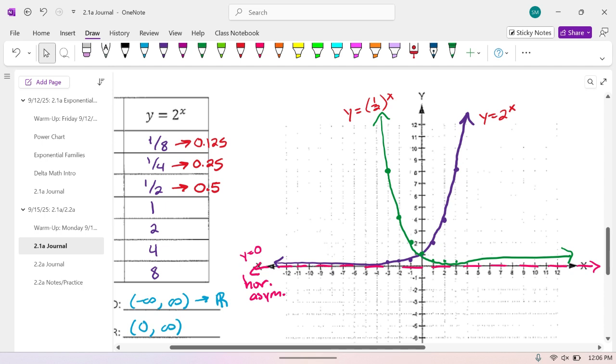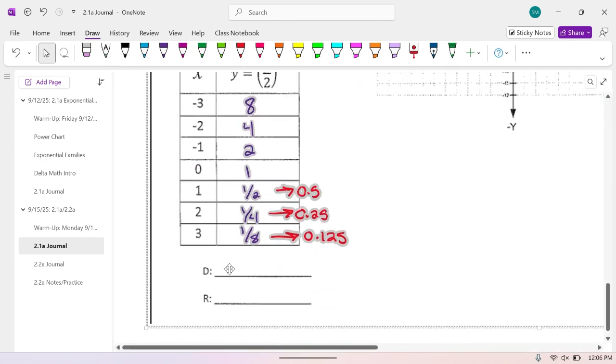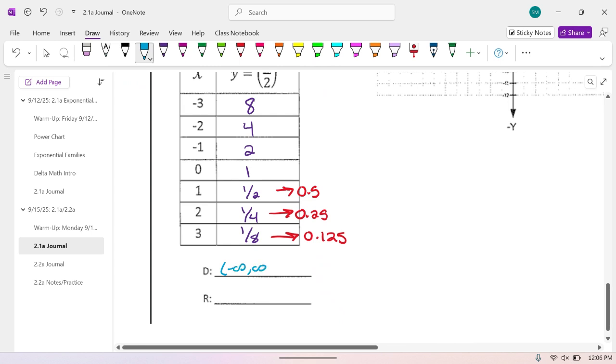All right, so that was with Y equals 2 to the X power. What about Y equals 1/2 X? What do you think the domain would be? All real numbers, good. So we have 2 arrows on both sides. So that means left to right, all the numbers are spanned. So domain goes from negative infinity to positive infinity, or we could say all real numbers.